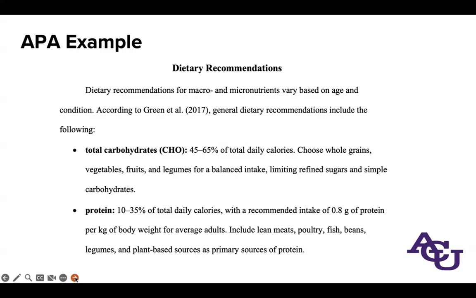Include lean meats, poultry, fish, beans, legumes, and plant-based sources as primary sources of protein. And again, that's that kind of command statement phrasing. It's a complete sentence and it's language that a healthcare provider might use. So that might be a good way to list your recommendations for this assignment.